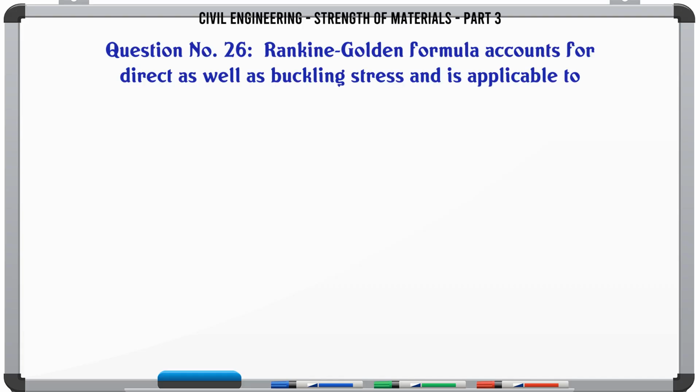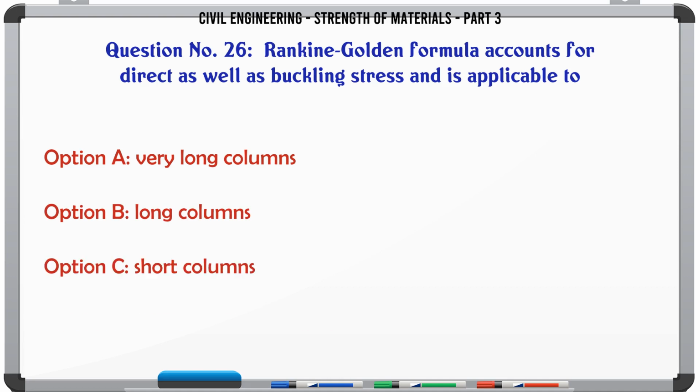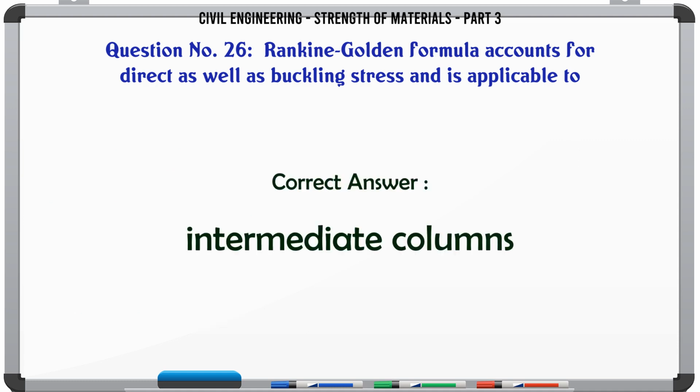Rankine-Gordon formula accounts for direct as well as buckling stress and is applicable to: A. very long columns, B. long columns, C. short columns, D. intermediate columns. The correct answer is intermediate columns.